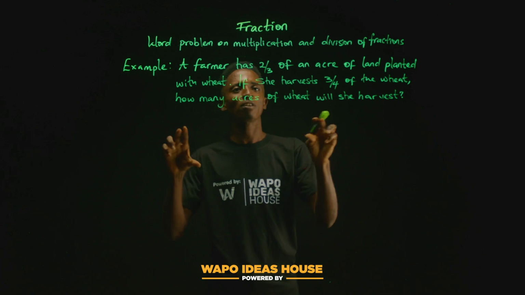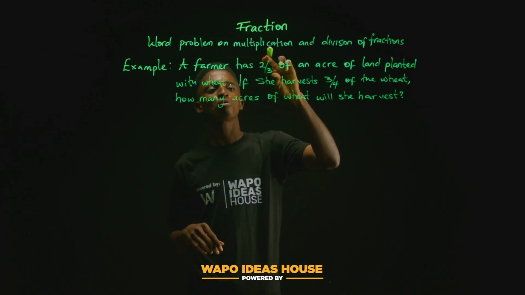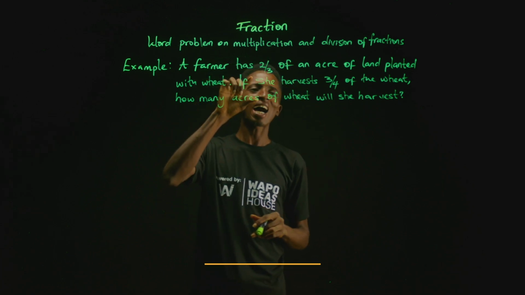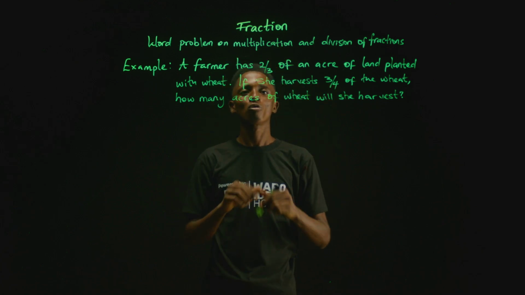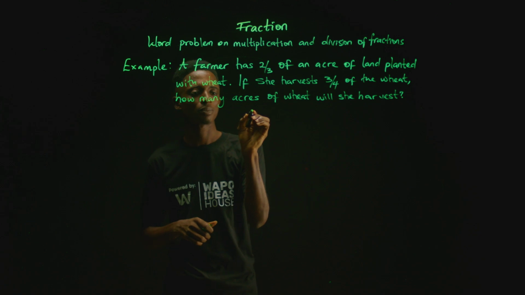That is, of the land, she has only used 2/3. Now she harvests 3/4 of this 2/3. So let's solve it.